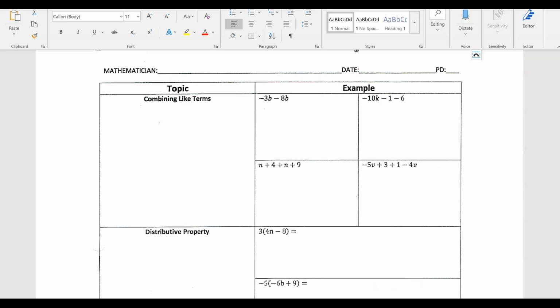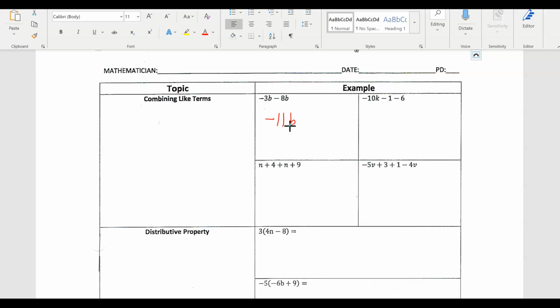Okay, I want to continue on working on our review of algebra. Here we have an example of combining like terms. So I have this negative 3b minus 8b. If you can think of this as like a number line, all of these are b's. We worked on adding, subtracting integers in the previous assignment. But negative 3b minus 8b, when I combine those, I'm going to be left with negative 11b.